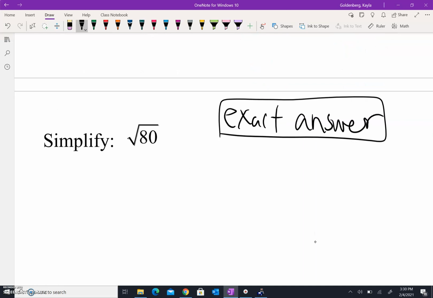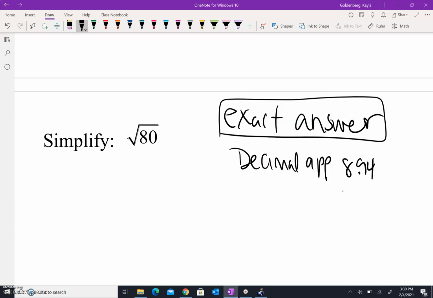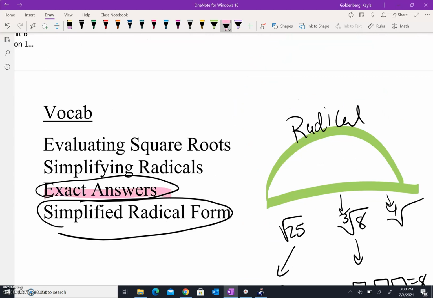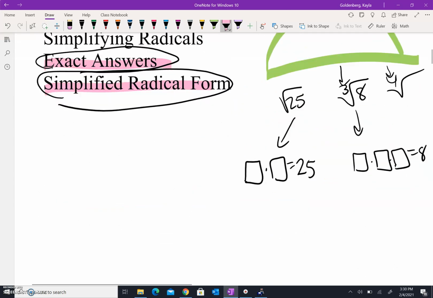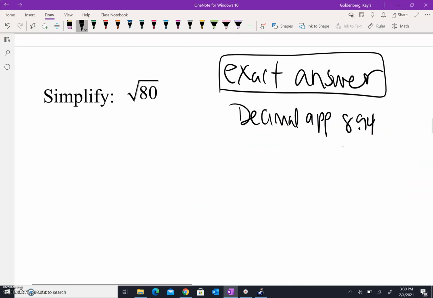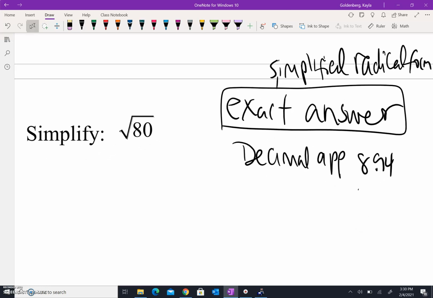I'll write down the decimal approximation that we just found, about 8.94. But that's rounding. It's not the full exact answer. The exact answer, if I go back to the top of the page, is going to be in simplified radical form. So my exact answer, I need to keep it in terms of square roots. Basically, simplified radical form is just fancy words for saying we want to leave square roots.